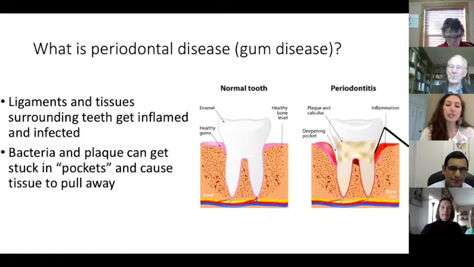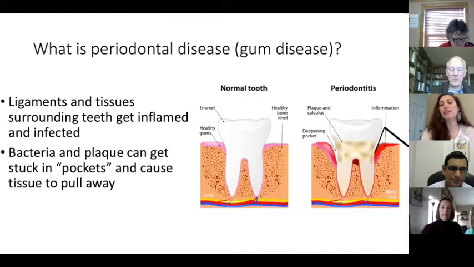Bacteria and plaque get stuck in these pockets right here, where there's this red inflammation on the picture. And that causes all of the tissue and the bone to get really angry and pull away from the tooth. In turn, you can lose the tissue and you can also start to lose bone. And the bone is what anchors the tooth into our mouth. So that's the start of gum disease.